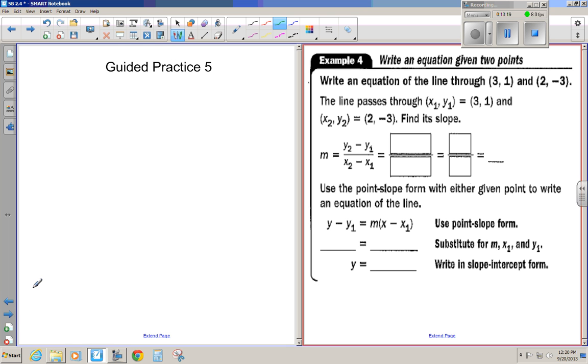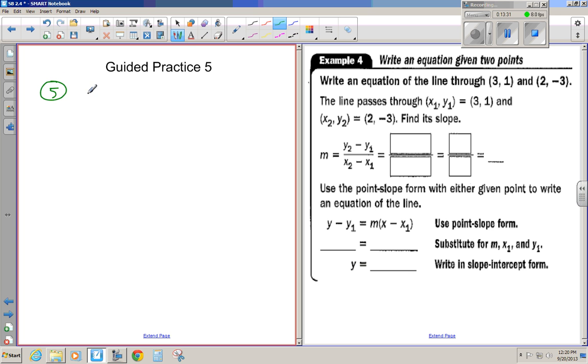All right, guided practice number 5. Writing an equation of a line that is parallel to that point and perpendicular. I'm going to go ahead and do number 5, part B, which is perpendicular. So, looking at the equation, y equals 3x minus 1. I know that the slope of this line is 3, which means the perpendicular slope should be the opposite and reciprocal. So now I have m.